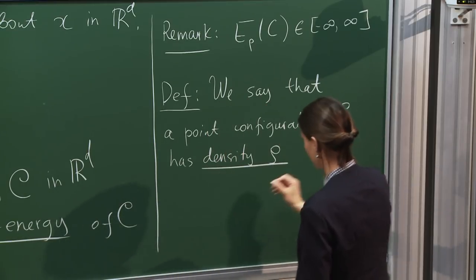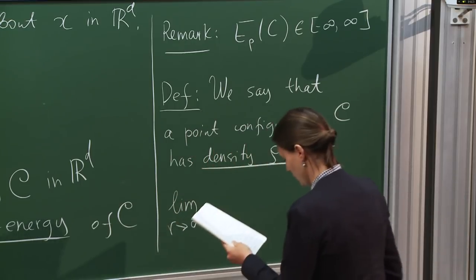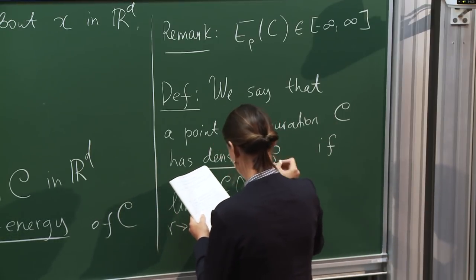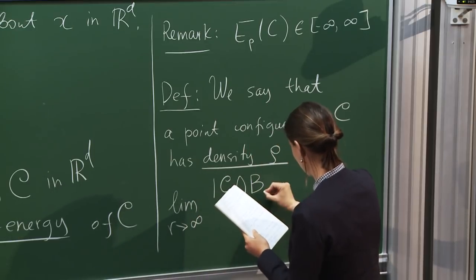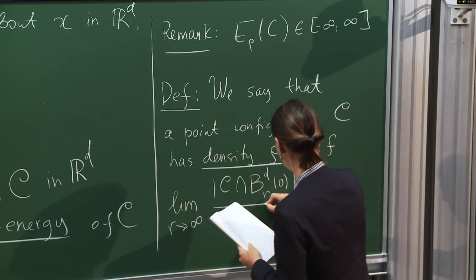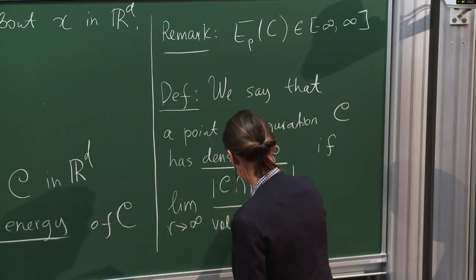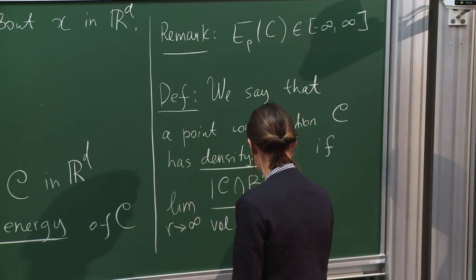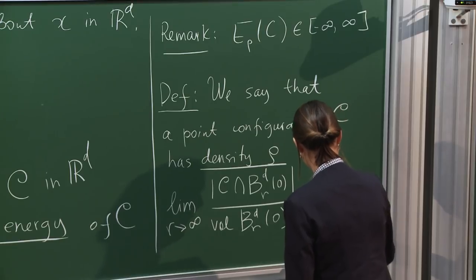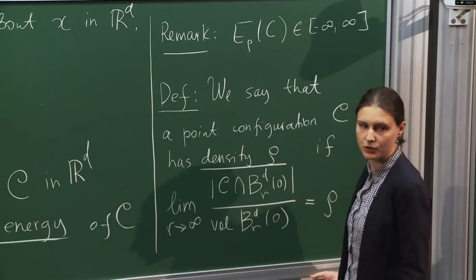If the following limit exists and equals rho. So the density would be the average number of points per volume, and we compute it in an obvious way. We take our configuration, intersect it with a big ball with center at zero, and divide all this by the volume of the ball. And if this number exists, then we say that it is the density of our configuration.